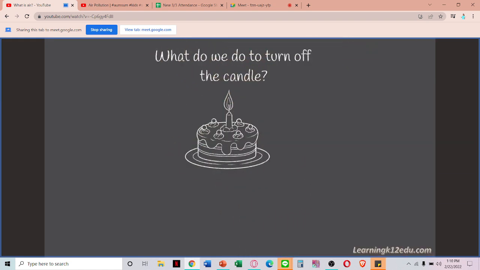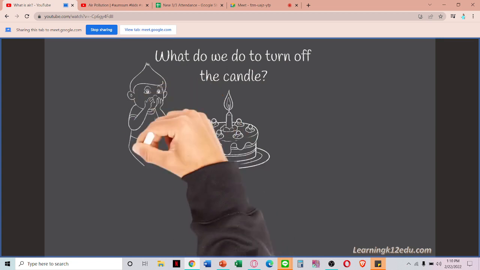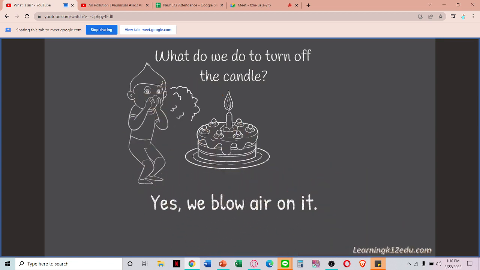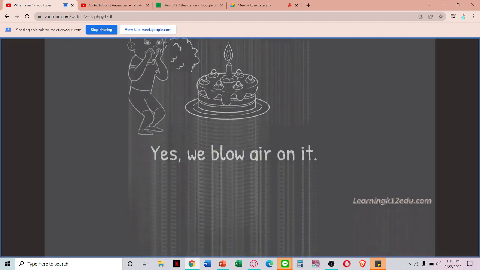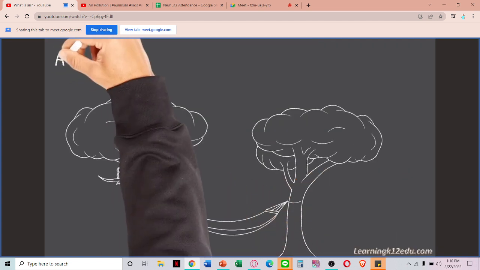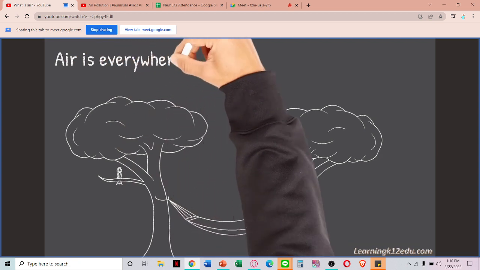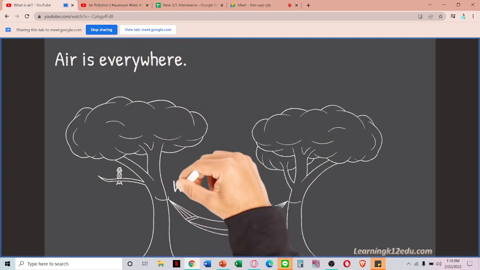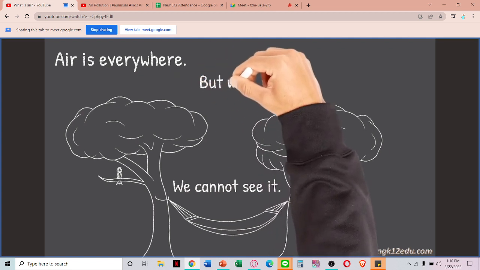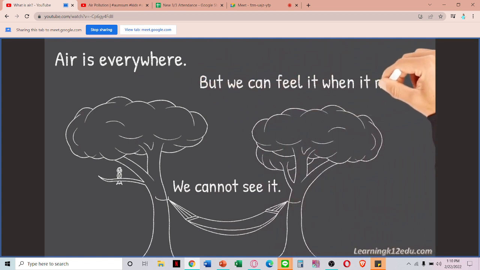What do we need to turn off the candle? Yes, we blow air. Air is everywhere. We can't see it, but we can feel it when it moves.